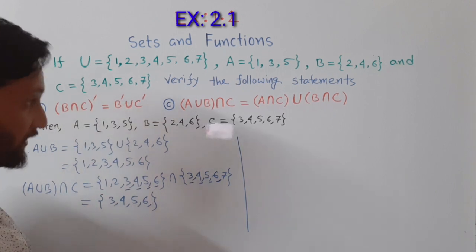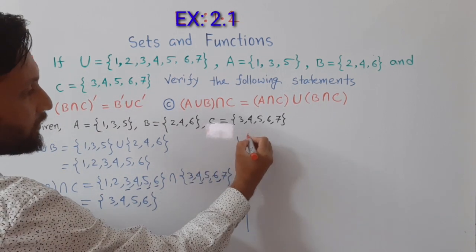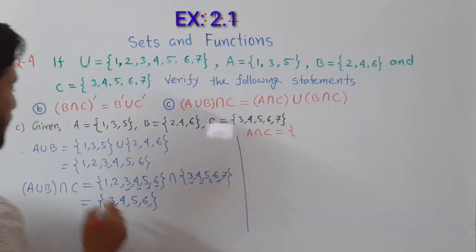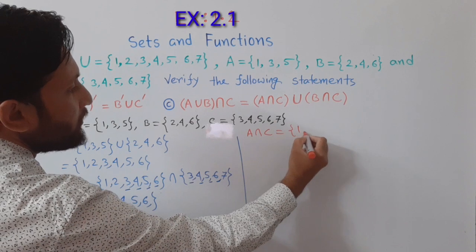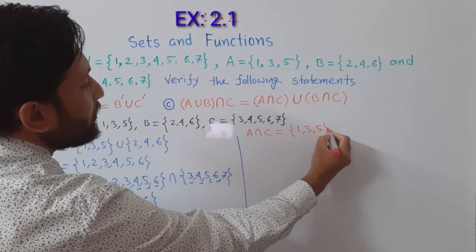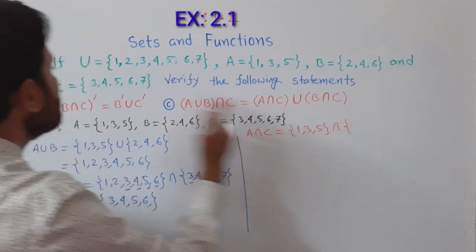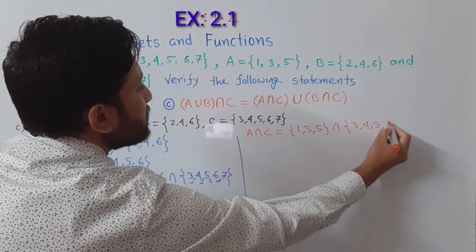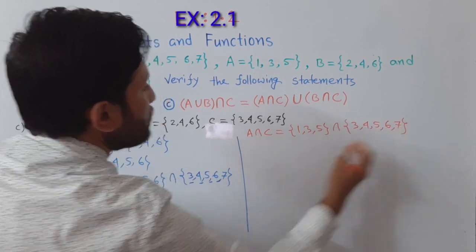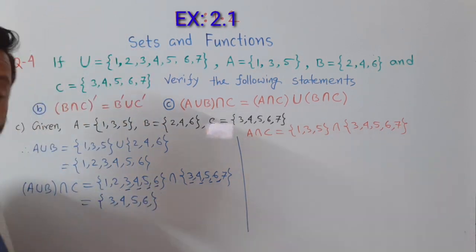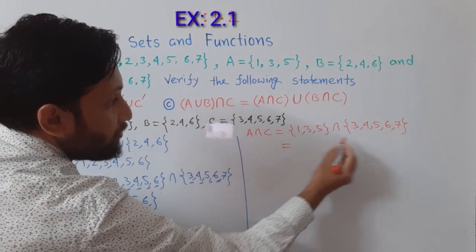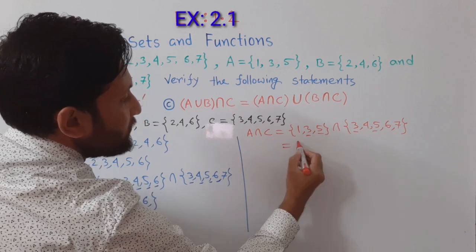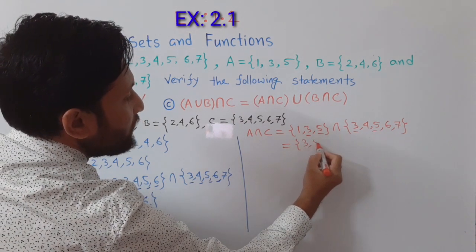So now A intersection of C. A intersection of C means write down the elements of A: 1, 3, and 5. And then the elements of C: 3, 4, 5, 6, and 7. Intersection means the common elements of both sets, so the common elements are 3 and 5. Write down here 3 and 5.